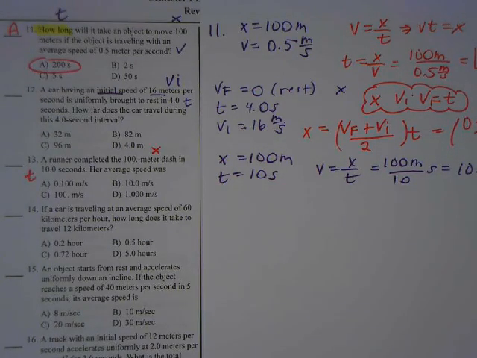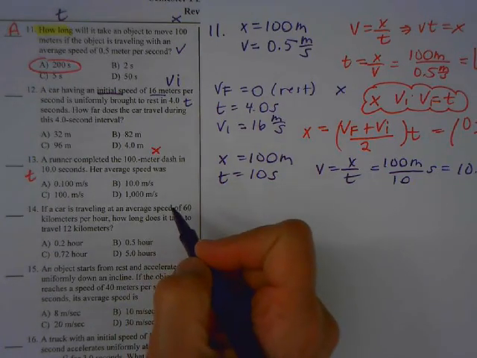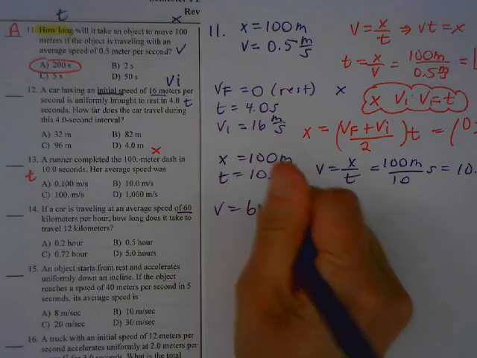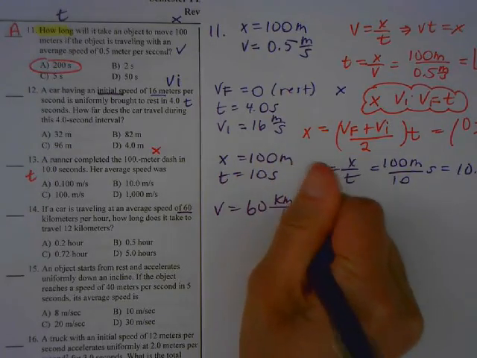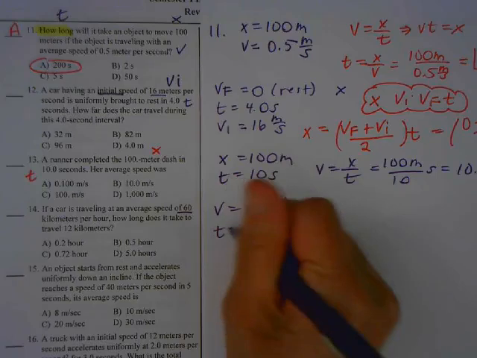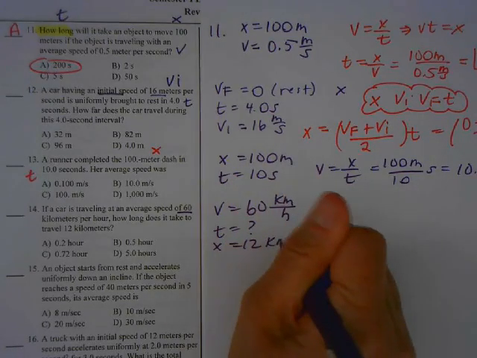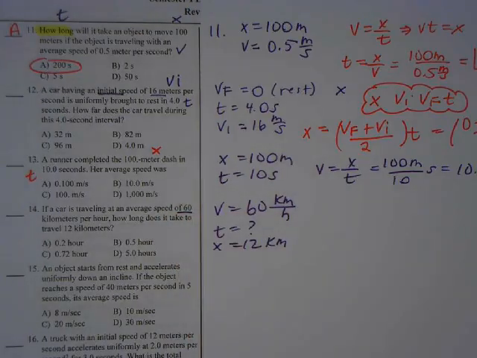All right. Number 14 says a car is traveling at an average speed. Okay, so this is my speed, v, 60 kilometers per hour. How long? So I want to find the time. Does it take to travel 12 kilometers? So on this one, I don't have to bother canceling because I see the answers in hours.